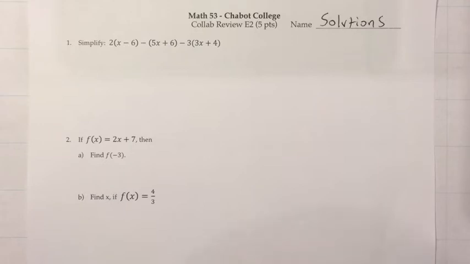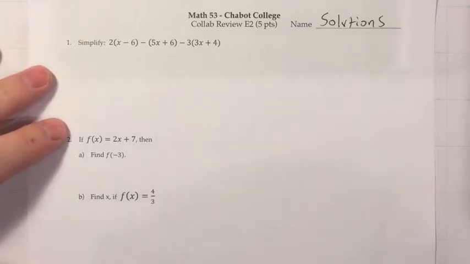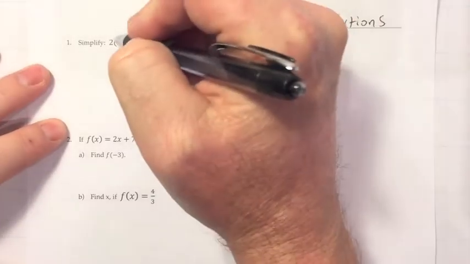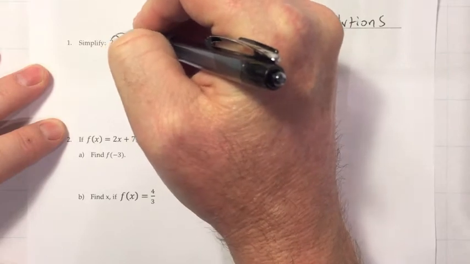The first problem asks us to simplify this expression. Notice that there is no equal sign, so it's not an equation, just an expression. To simplify it, we'll be doing things like clearing parentheses and combining like terms. We'll start off with clearing parentheses. For that we're going to use the distributive property, so we're going to distribute this 2.